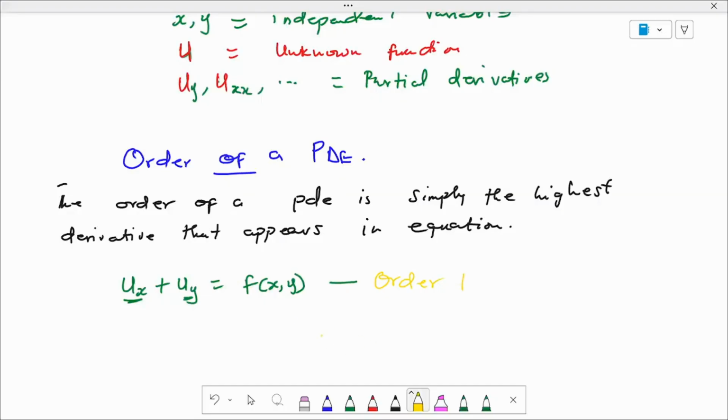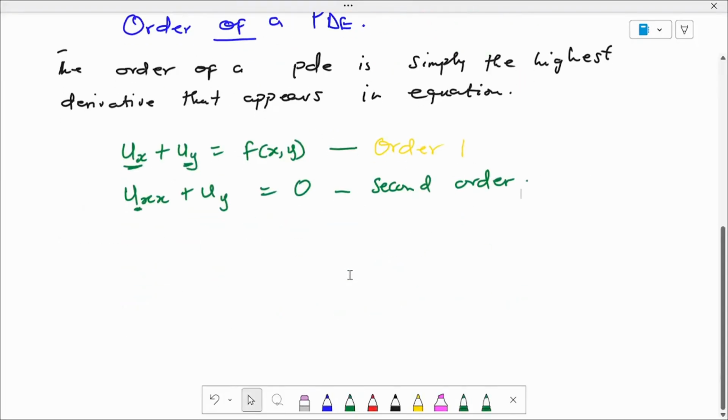Then we can also have another example: uxx plus uy is equal to 0. In this case, u is differentiated two times with respect to x, and once with respect to y. So the highest order here is the second derivative with respect to x, and so this one is second order. If you are asked to find the order of a PDE, simply use the definition: the highest derivative that appears in the equation.